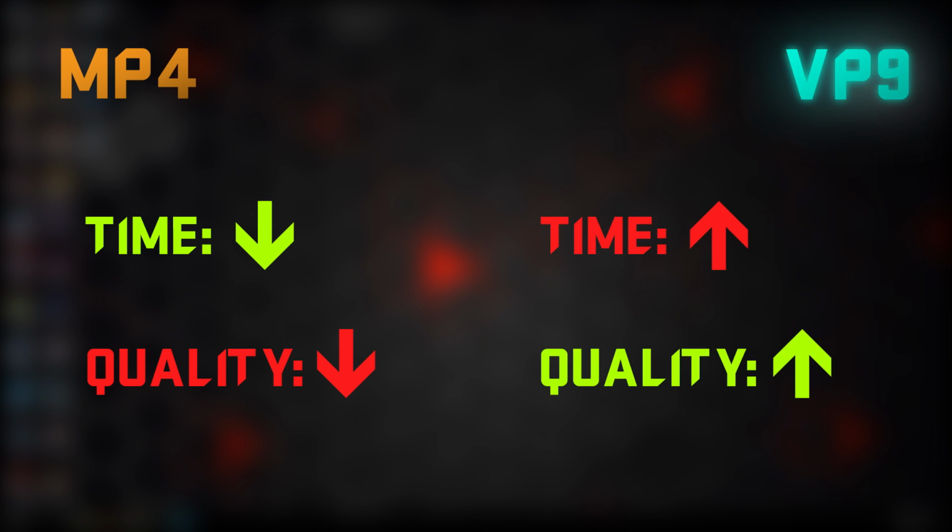MP4 is a basic codec that takes less time to encode and there's some quality loss. On the other hand, VP9 is a codec that takes longer to encode but there is less quality loss.